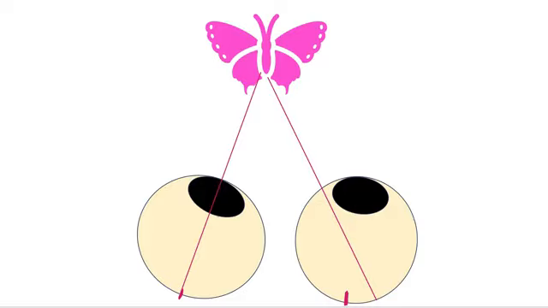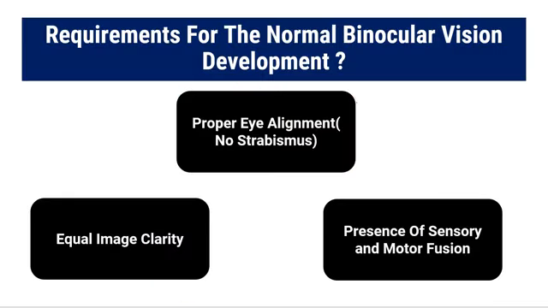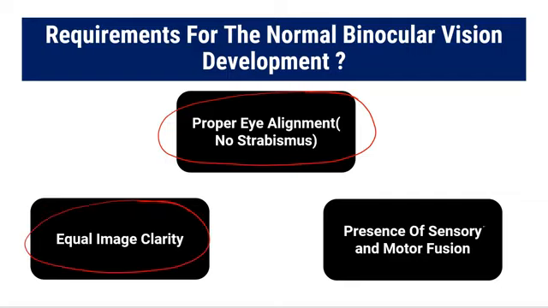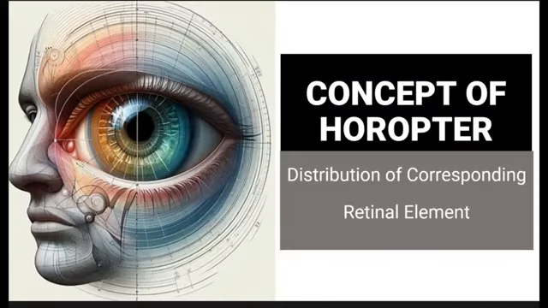Now, what if the eye was deviated outwards? Then the ray of light is falling somewhere in the temporal area, temporal to the fovea. Anything away from the fovea has a retinomotor value, and therefore this eye will try to rotate inwards and bring the image back onto the fovea. So we need a proper alignment of the eyes. That means there should be no strabismus, the image must be of equal clarity, and there should be presence of sensory and motor fusion for normal binocular single vision to develop.